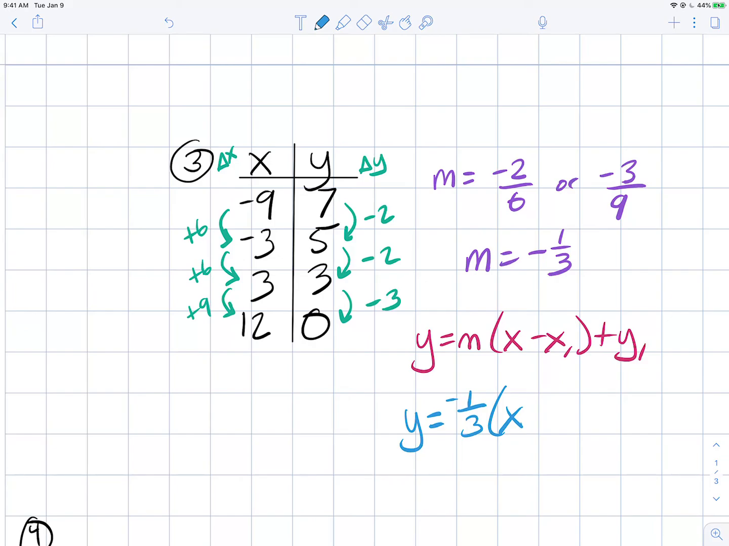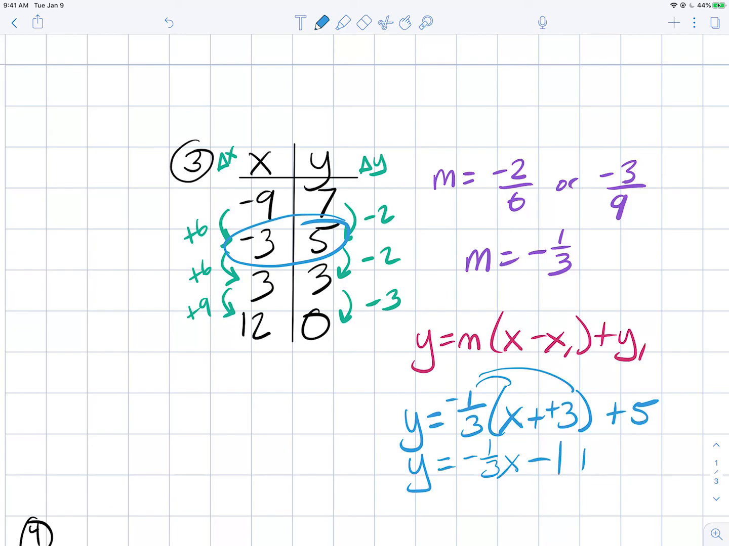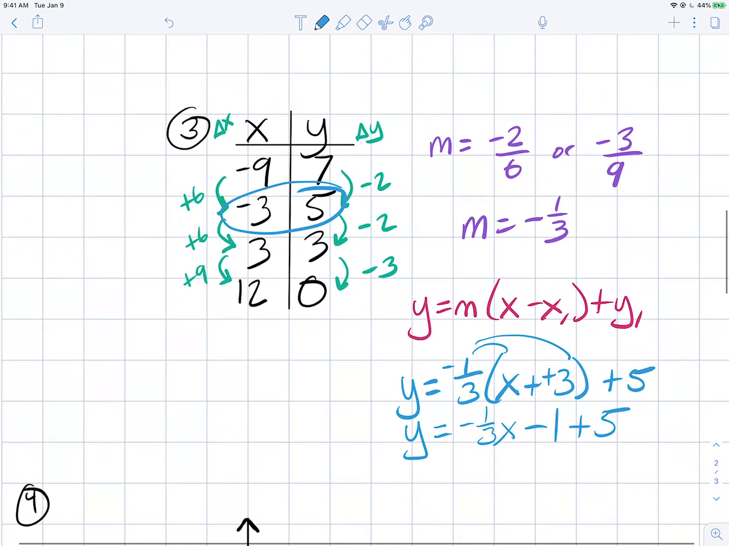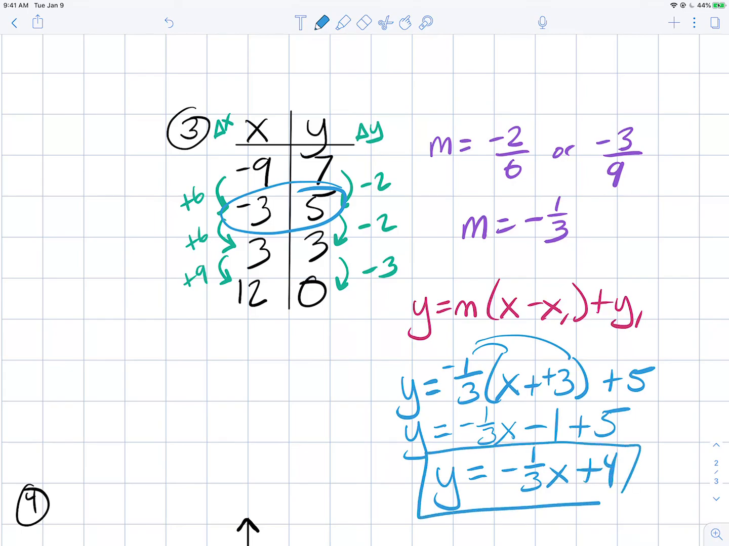It does not matter which one you choose. So I'm going to choose -3, 5. Minus a -3, because that's my x value, and then plus a 5. Minus a negative is plus. Now I'm going to distribute, because I do want to simplify this. -1/3 x. A third of 3 is 1, and that's a -1, plus 5. And if I combine like terms, I get y equals a -1/3 x plus 4. And there's my equation based on that table of values.